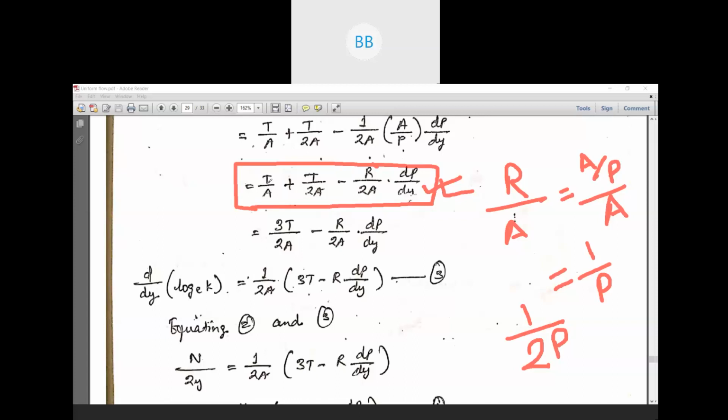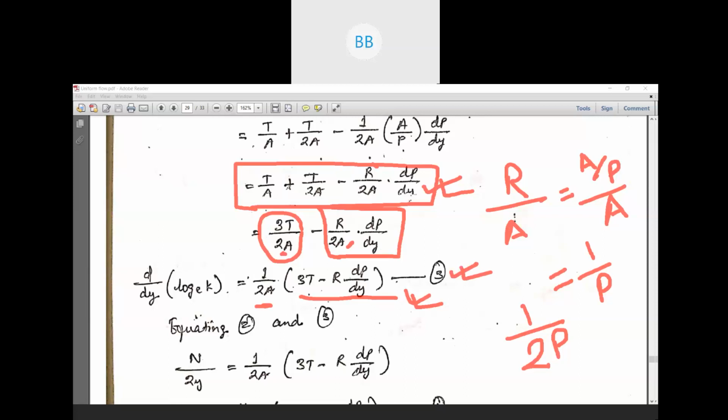Then you add T by A plus T by twice A. You will get 3T by twice A. Minus R by twice A dP by dy. So here also we have twice A. So we bring it out here, and then it will be 3T minus R dP by dy. So this is our equation number 3.